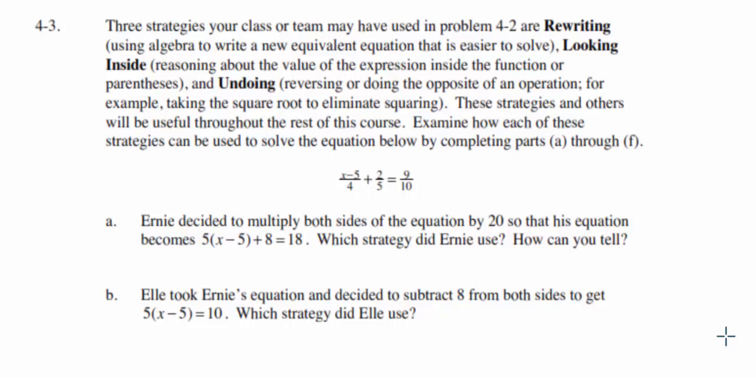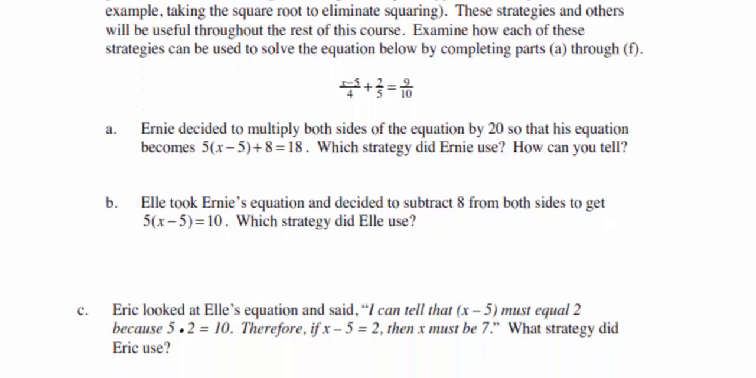Ernie decided to multiply both sides by 20 so that his equation becomes 5 times (x minus 5) plus 8 equals 18. So what strategy did Ernie use? He used rewriting, right? He multiplied to get rid of the fractions to make it easier to solve. Then Elle took Ernie's equation and decided to subtract 8 from both sides. What strategy did she use? Well, she was undoing, right? She was getting rid of that plus 8 by adding or subtracting 8. Hopefully we know all this already.